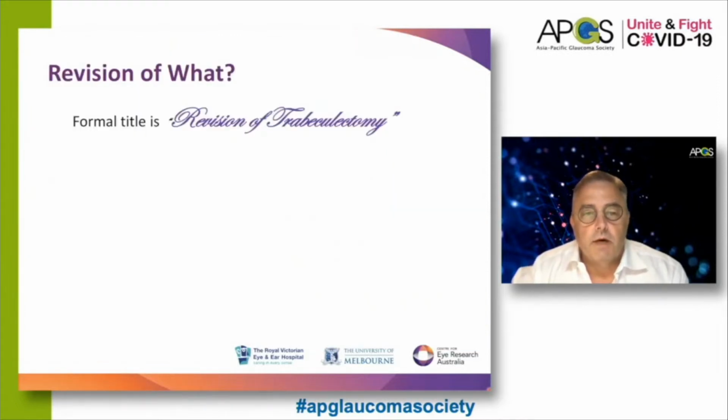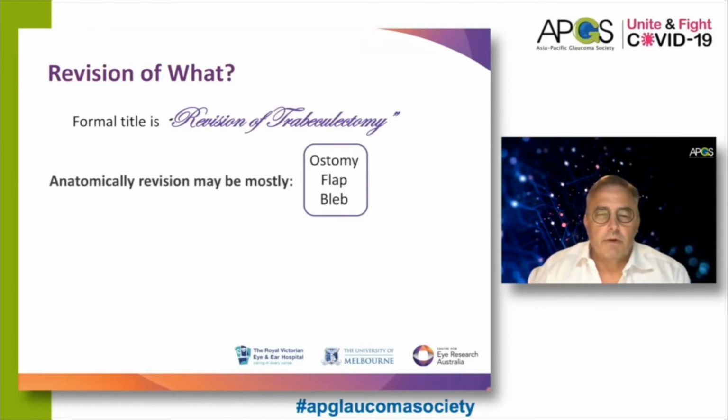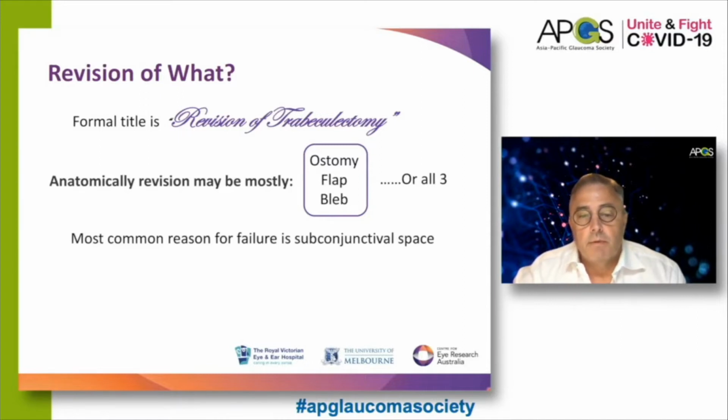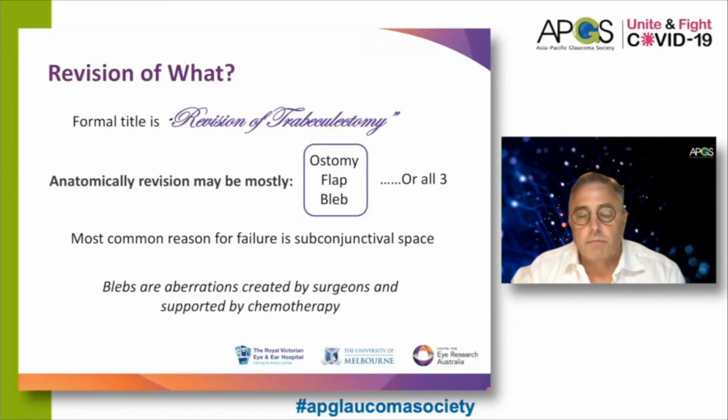So the formal title of what we're talking about is a revision of trabeculectomy. But of course, anatomically, we're not really doing a revision of trabeculectomy all the time. We might also be revising the ostomy, or the hole, the flap, or the bleb itself, and maybe all three. The most common reason for failure of a glaucoma operation, certainly with high pressure, is in the subconjunctival space. So mostly we're going to be revising blebs. Blebs, of course, are aberrations that are created by surgeons and are supported by chemotherapy.